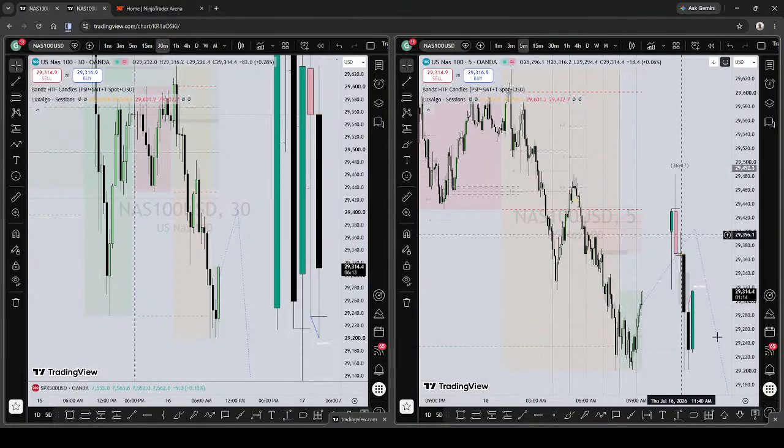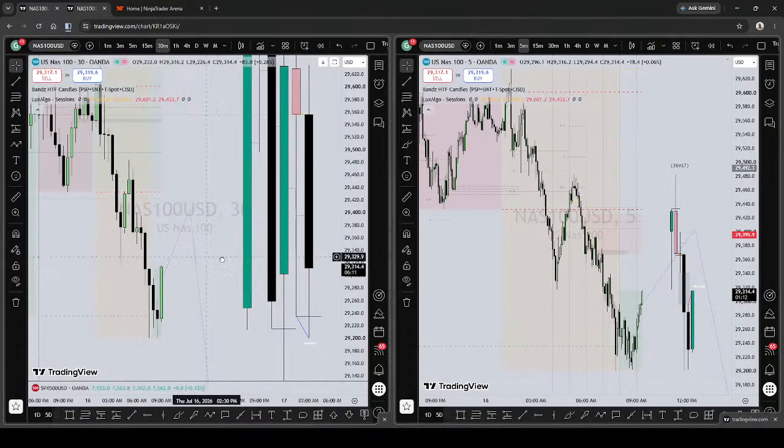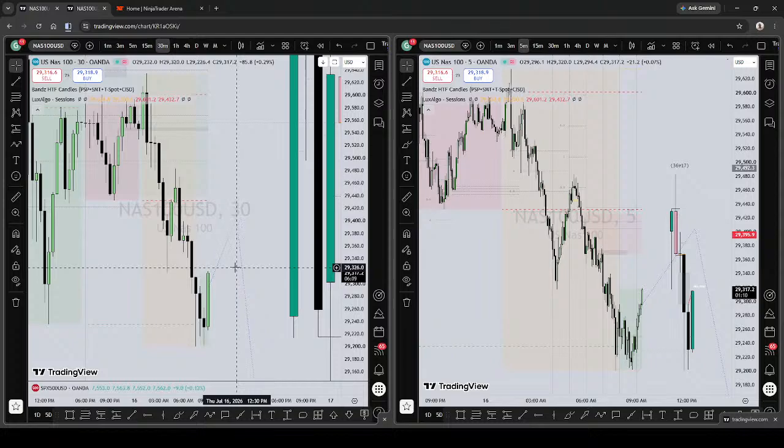But I'm expecting a pump and a dump. Already we are pumping. So let's just wait for the market to open in about 7 minutes.